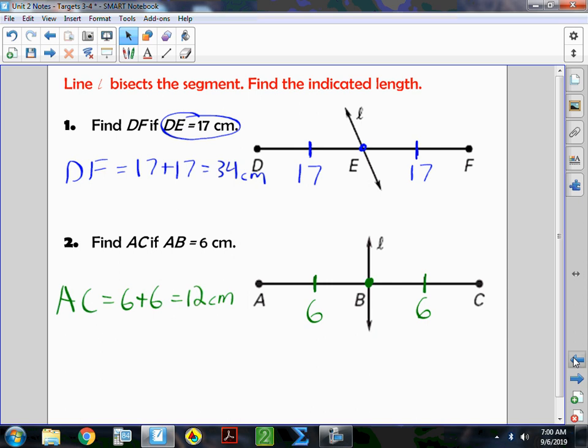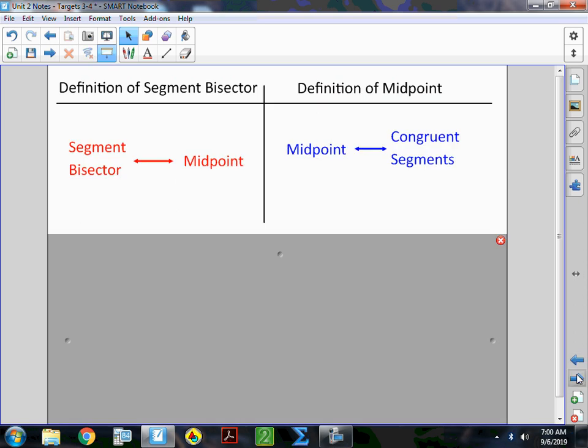Just to make sure we're clear on the two parts though, we have the definition of segment bisector, which we just looked at. I wrote these as an if and only if symbolically. So instead of putting if and only if in the middle, I have an arrow going both directions. So if something is a segment bisector, then it goes through the midpoint. Converse, if something is a midpoint, then it is a segment bisector. Likewise, if something is a midpoint, then we have congruent segments, or if we have two congruent segments that are being split up from one big segment, then we have a midpoint.